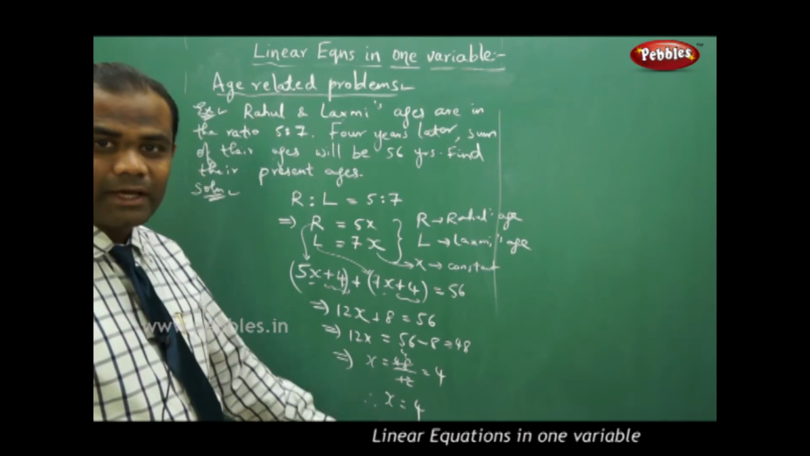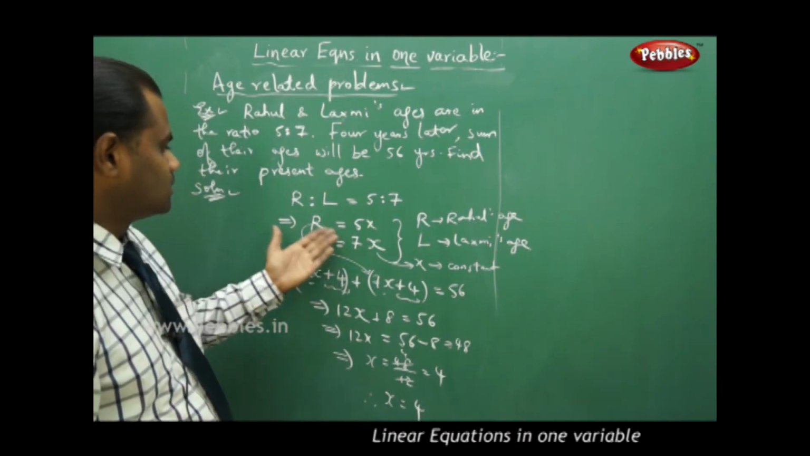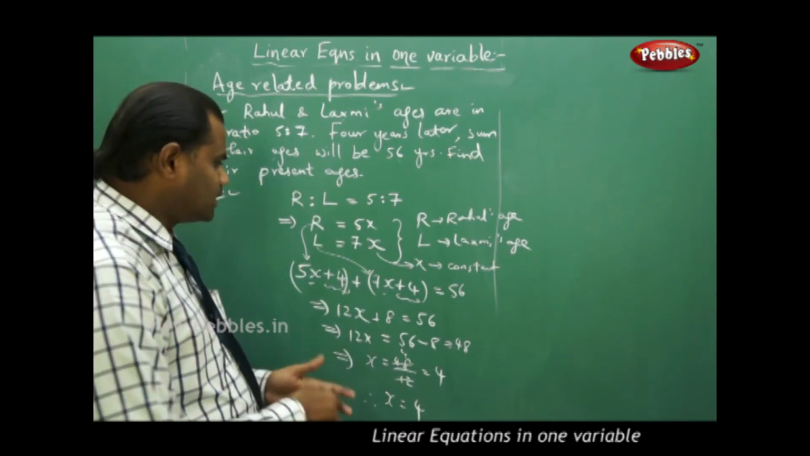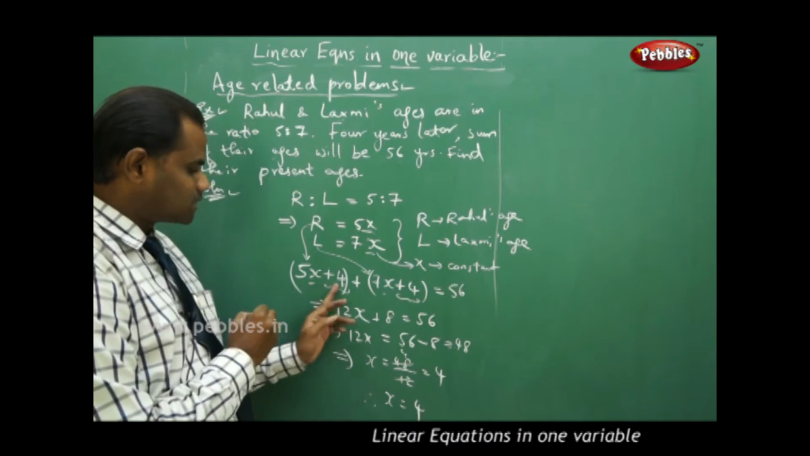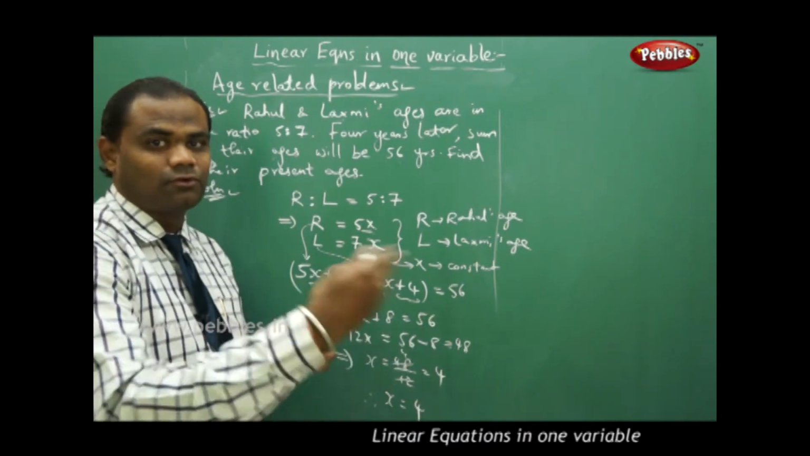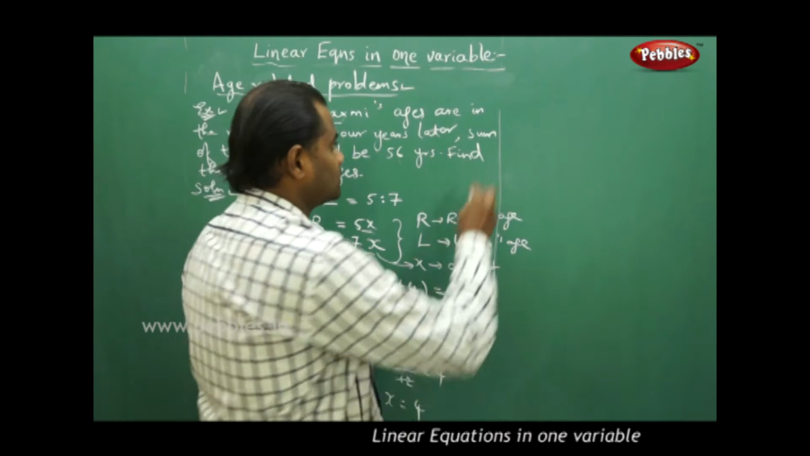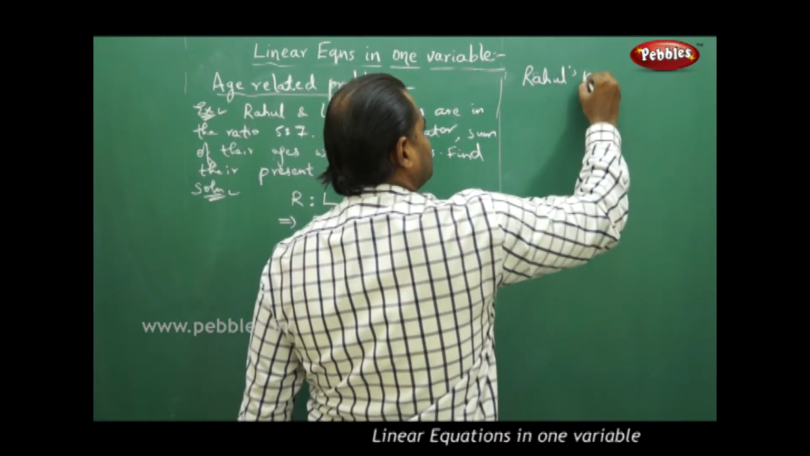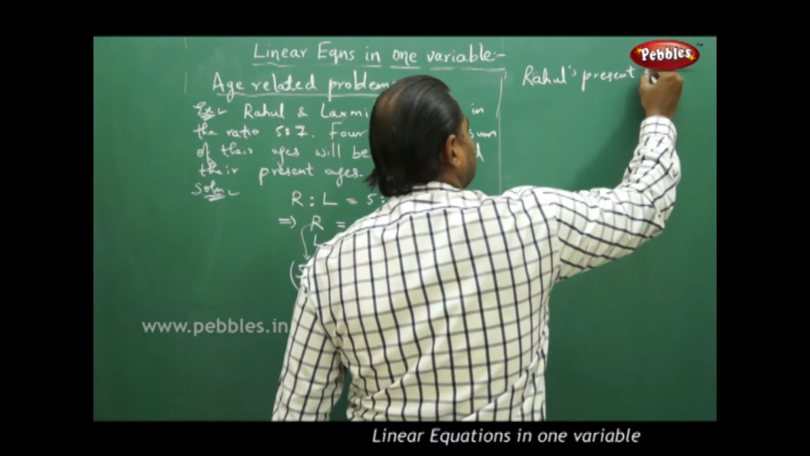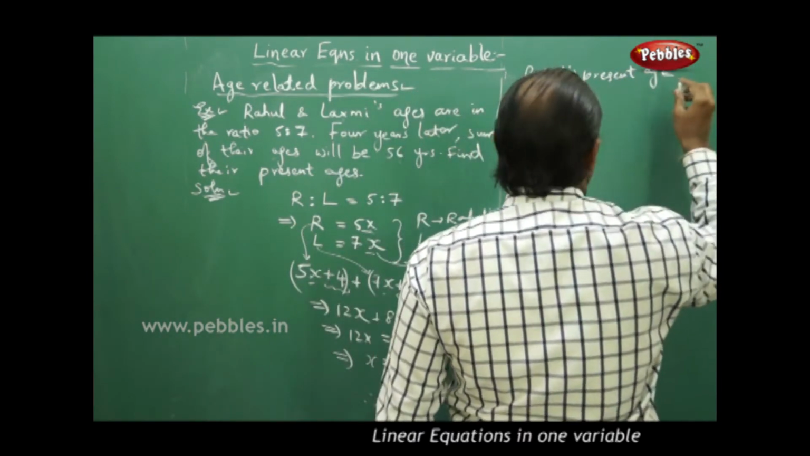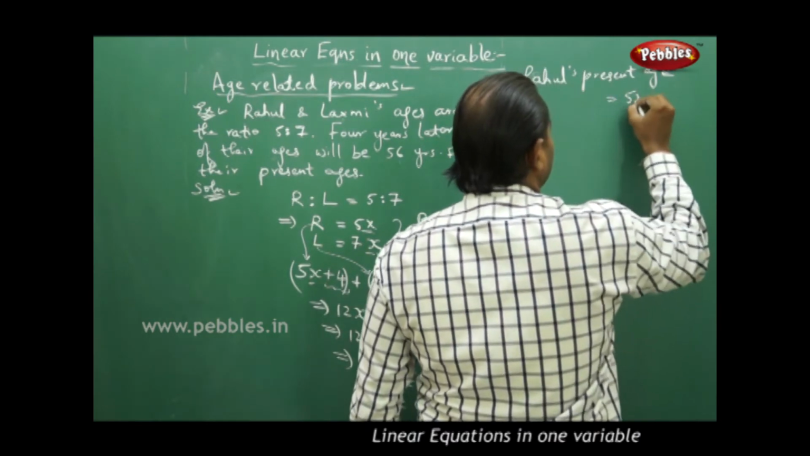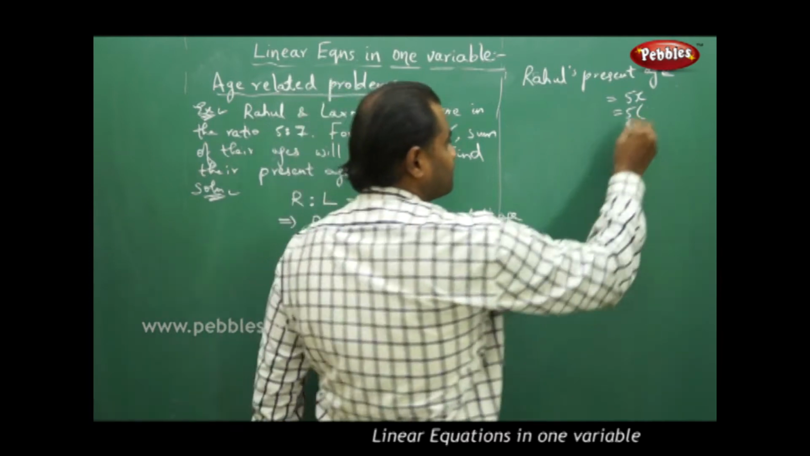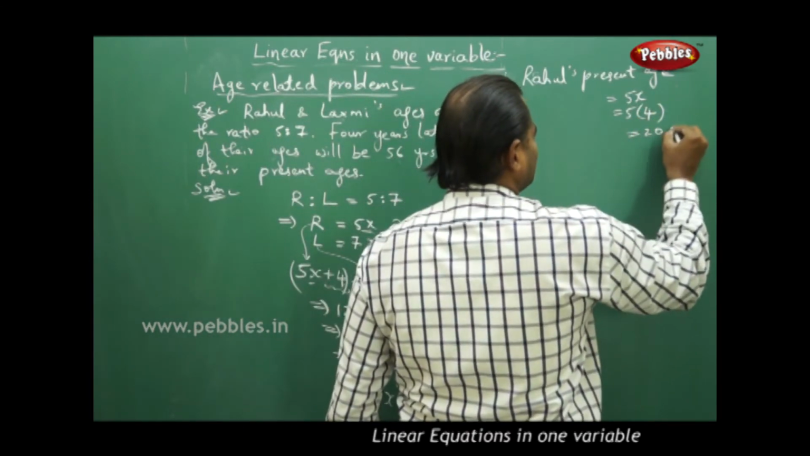So using the value of x equal to 4, I would like to find Rahul and Lakshmi's present ages. Now keeping in mind their present ages are 5x and 7x, not 5x plus 4 and 7x plus 4, because this would be after 4 years. So taking the present age, Rahul's present age is given by 5x, that is 5 times of x, which is 4. So 5 times 4, that is 20 years.